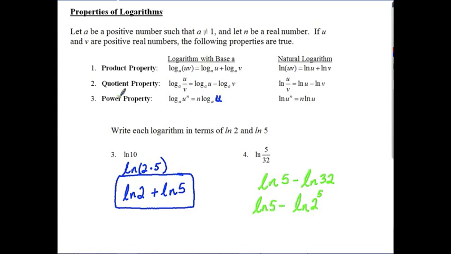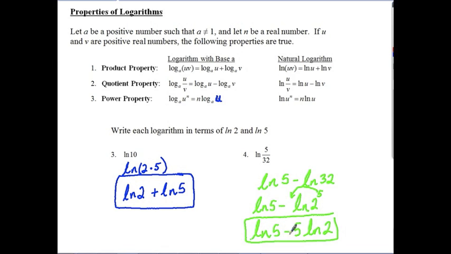Now, we're going to do both of these properties at the same time here. We already did the quotient one. Now we're going to do the power property. Remember, the exponent just comes out in front. Now, this 5th power is just for this. It's not for the natural log of 5, so it's just going to come out in front of the natural log of 2, right here. So this guy's going to creep up right here in front. So it's going to be natural log of 5 minus 5 times the natural log of 2. Okay? And that's it for example 3 and 4.